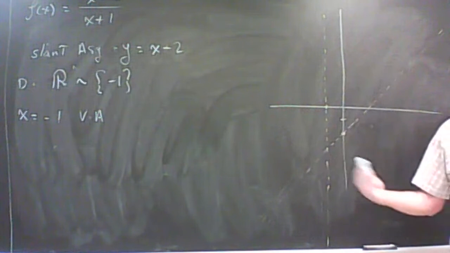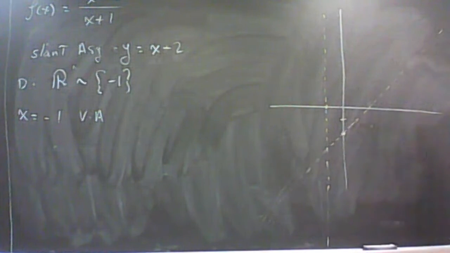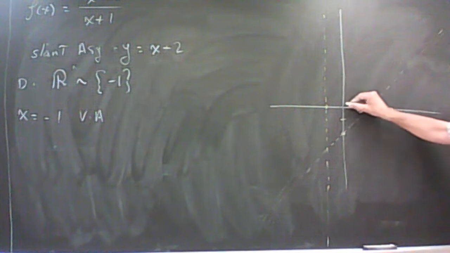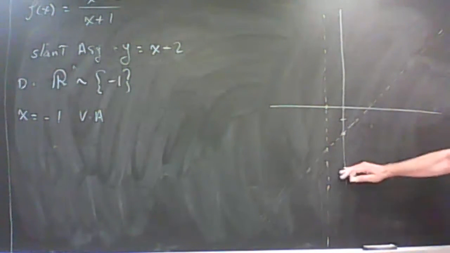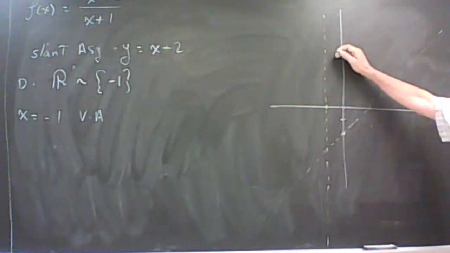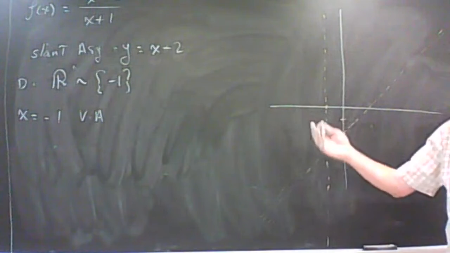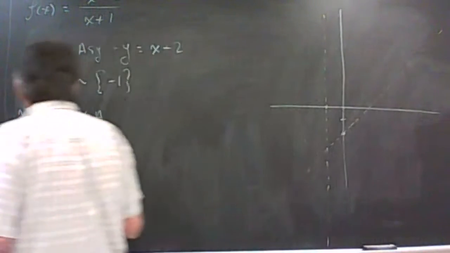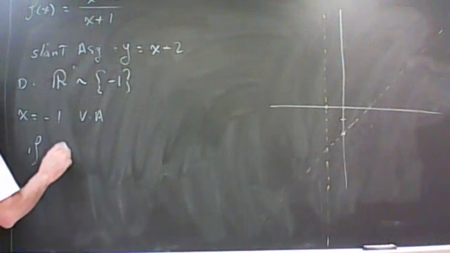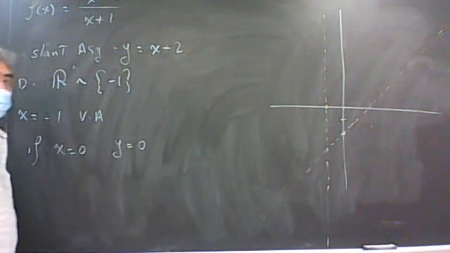So let's see which one it is. We have two portions. We need to find at least two points. Let's take a point in this area. Let's say x equals 0. For x equals 0, what do I get? Should I end up here? Or should I end up on this side? If x equals 0, then y equals 0.